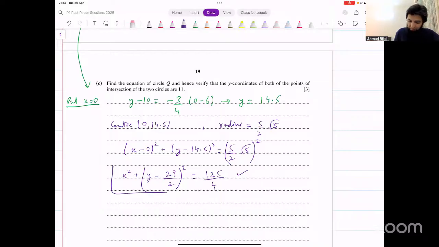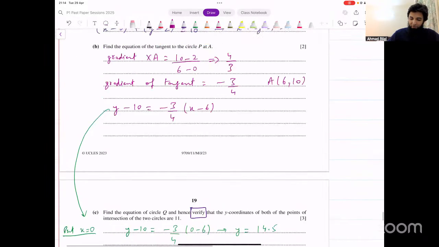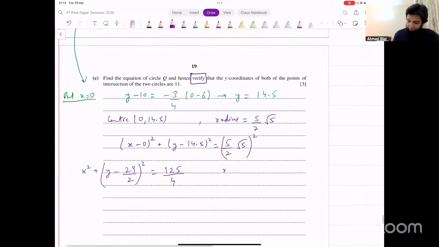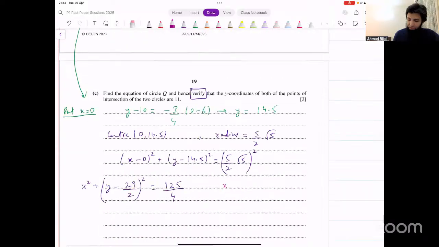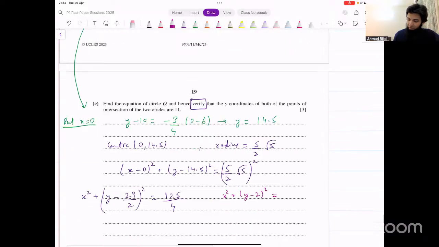Now they're saying, hence verify that the y coordinates of both of the points of intersection of the two circles are 11. How do you find points of intersection of any two graphs? We solve them simultaneously, right? Now, this is one circle that we've got. What's the other circle? We found the equation of that in the previous part. What was that? X squared plus y minus 2 whole squared equals 100.